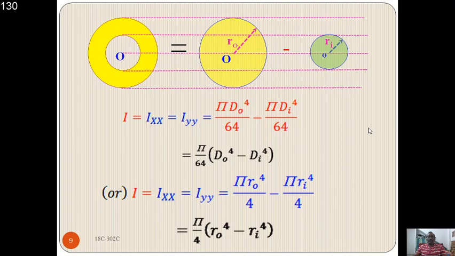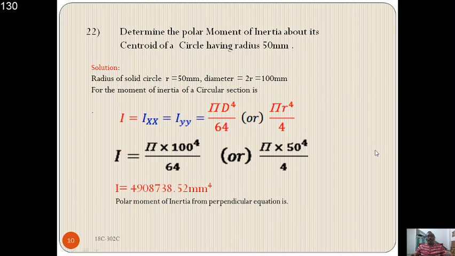Frequently in competitive exams they will ask hollow circular questions, as it requires memorization and concept. Now we will move into the problem session of this knowledge. Let us determine the polar moment of inertia about its centroid of a circle having 50 mm radius.